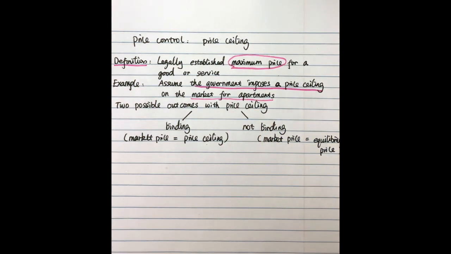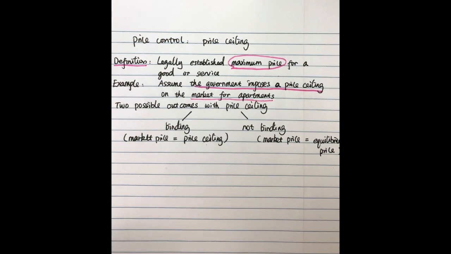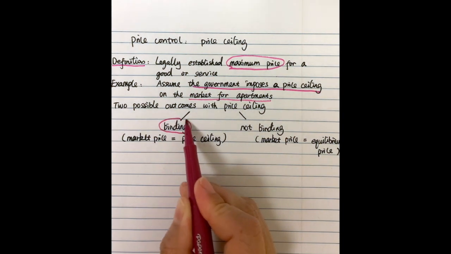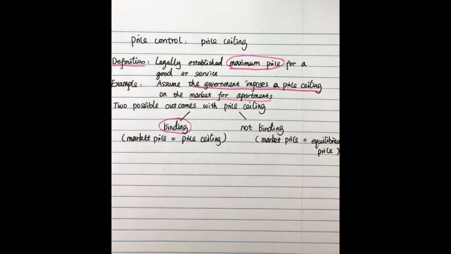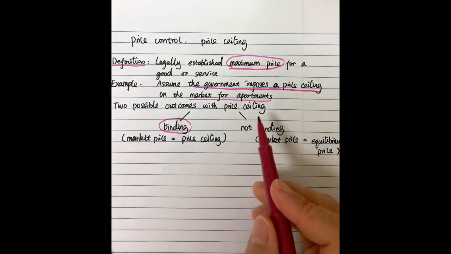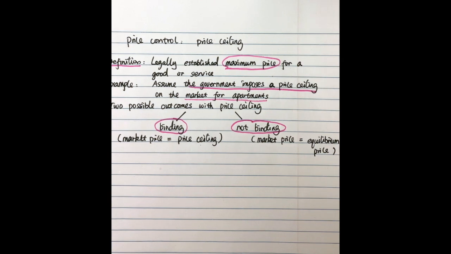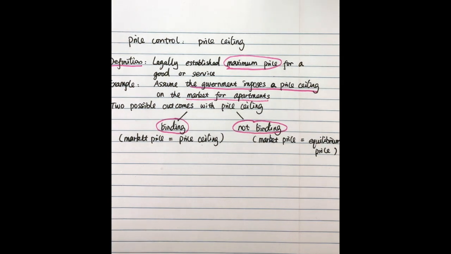And in our textbook, it used the example that assumes the government imposes a price ceiling on the market for apartments. Regarding this price ceiling policy, it might have two possible outcomes. The first outcome would be a binding policy, which means this price ceiling is effective. It will make the market price equal to the price ceiling. And the other is that this policy actually has no impact on the market outcome, which means the market price may go back to the equilibrium price.